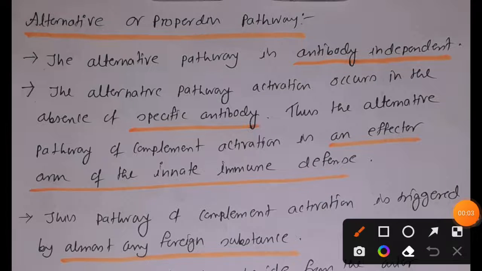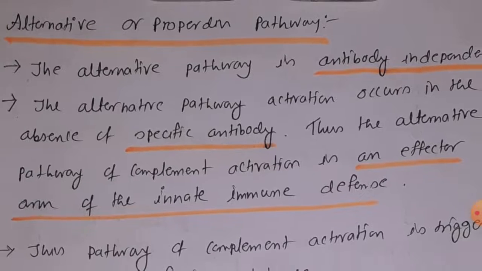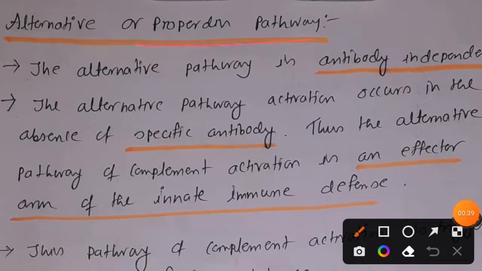Hello guys, this video is going to be all about the alternative or Properdin pathway. This is the last pathway of the complement system. Again, this pathway is antibody independent, so we can say it is also an effector arm of the innate immune defense.